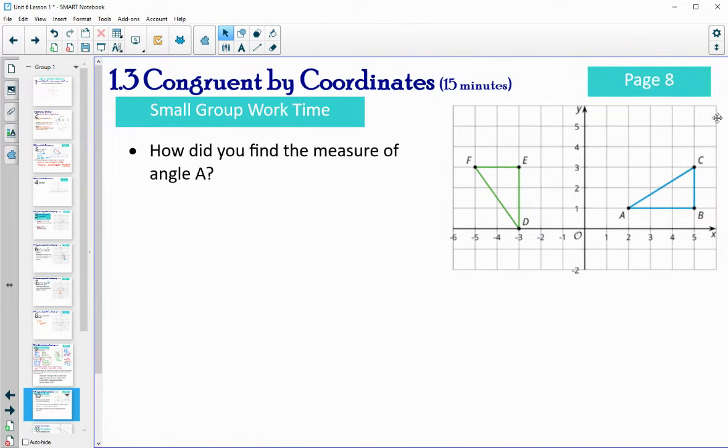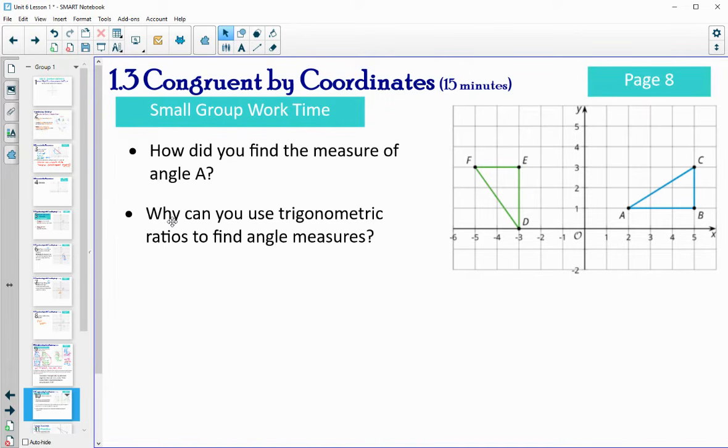So how did you find the measure of angle A? You could have used a protractor. Potentially if you had a protractor, you could have used it since we're on a grid, so the triangles are drawn to scale. You could have done sine inverse, cosine inverse, or tangent inverse. I just chose to do tan. So why can we use trig ratios? Because it's a right triangle. Because of the right angle, you can use trig ratios. If it's not a right triangle, you can't do that.